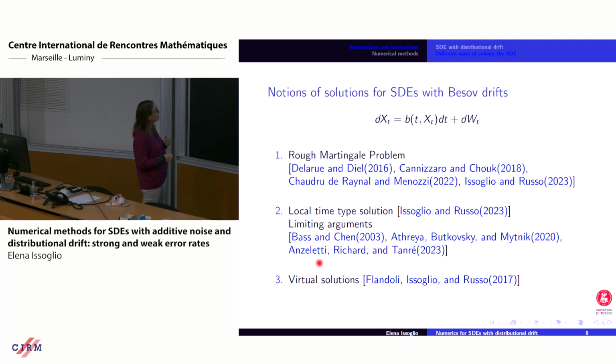Okay, and the third one, which is actually useful in the numerics, is what we introduced in 2017. We called it virtual solutions. It's a bit on the side. It doesn't really fit in either of these two, and it's based on a Zvonkin transformation. You essentially try and remove the drift B, which you don't like, with a Zvonkin transformation, get another equation which you can solve. But it's called virtual because you really don't solve this equation, you solve another one, which, if B is smooth, coincides with the original one, but if B is not smooth, you didn't really give a meaning to the original equation.